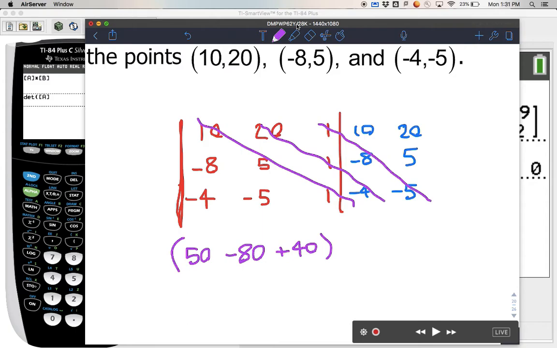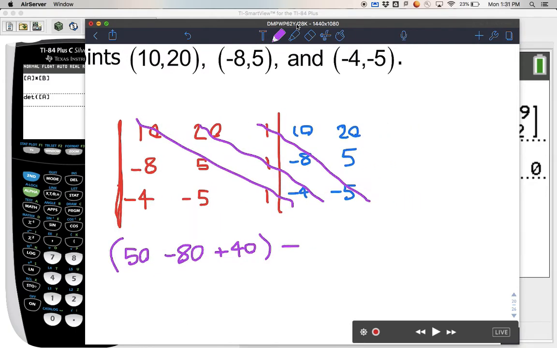Negative times a negative. Okay, and then we're going to subtract off the other direction going here, the positive slopes. So it's -4, 5, and 1, so that should be -20 right there. -5, 1, and 10, so that should be -50. And then 1, -8, and 20, so that should be -160.